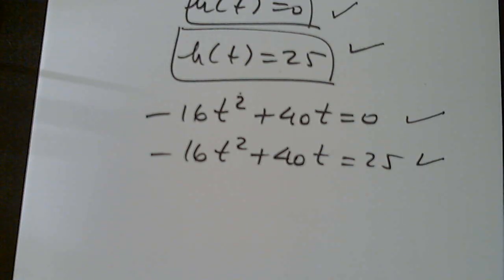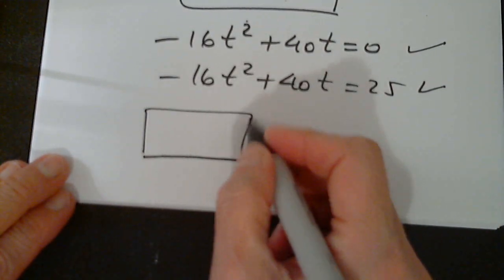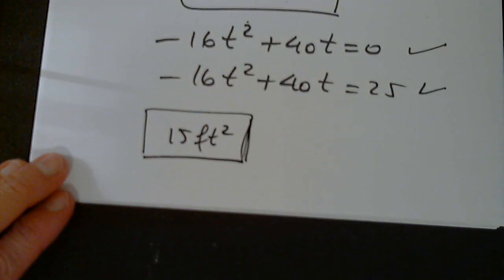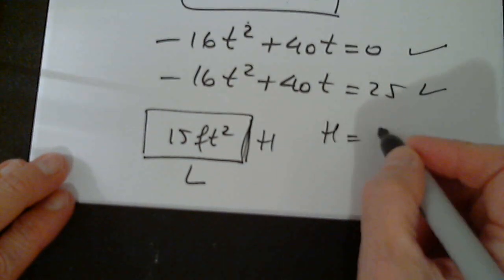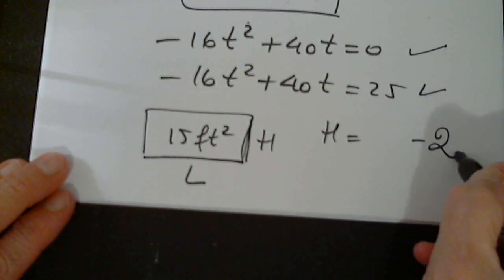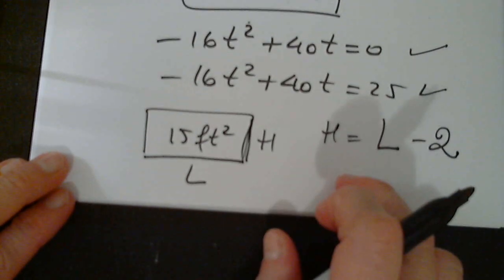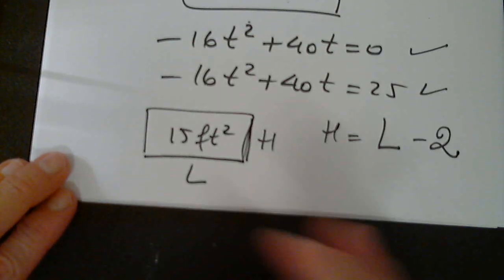Retaining wall has 15 square feet. So this area is 15 square feet. The height of the wall is 2 feet less than the length. It's the length minus 2 feet. What equation should you solve to find the dimensions?